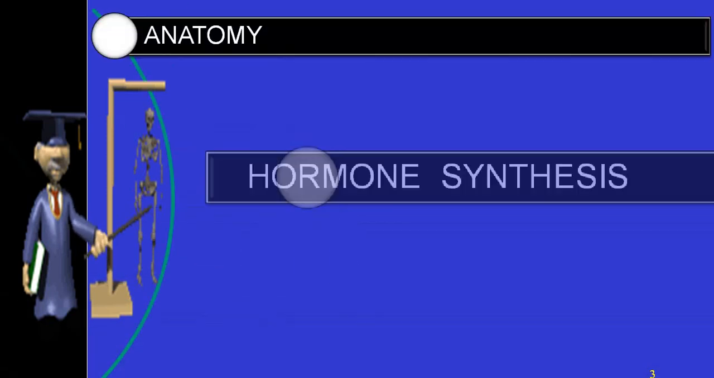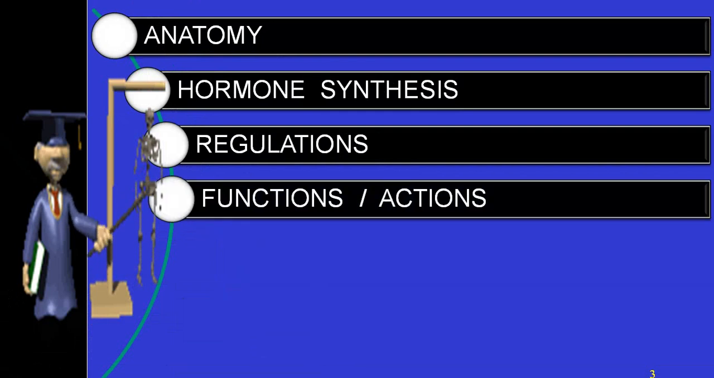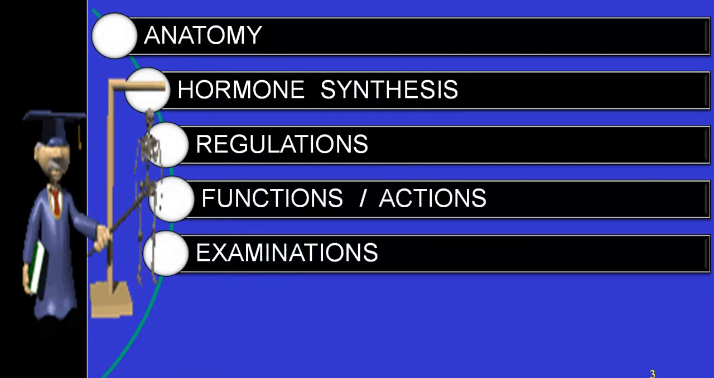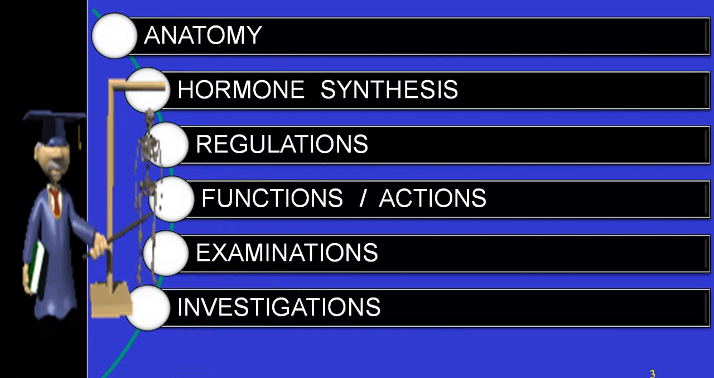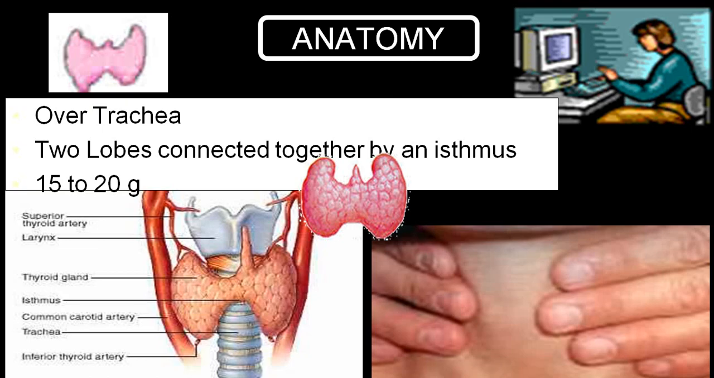So a little about anatomy, a little about the hormones, how they are synthesized, regulation, the functions of those hormones, then examination, how you examine, and investigations. We'll be talking separately on investigation in detail in separate lectures. And approach to goiter also we'll be talking about in another separate lecture.